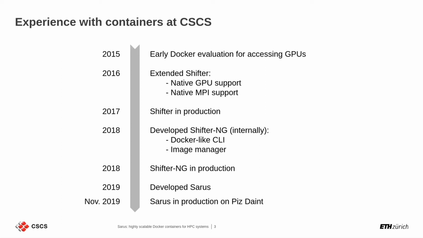CSCS has been working on containers since 2015, when it started with an early evaluation prototype for GPU access within Docker. In 2016, we worked on Shifter, the first HPC-focused container runtime, and we implemented some new features like native support for GPUs and MPI. And in 2017, we offered a Shifter-based service in production on our systems. 2018 saw us work on an internal version of Shifter called Shifter NG, which brought some improvements both under the hood and to the user interface. And we also brought this into production in 2018. During 2019, we developed Sarus, and it debuted into production last November on our flagship system, Piz Daint.